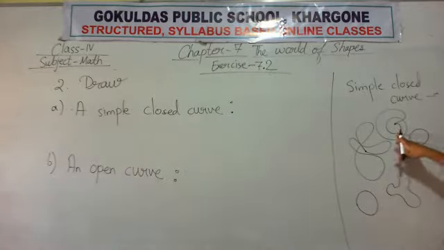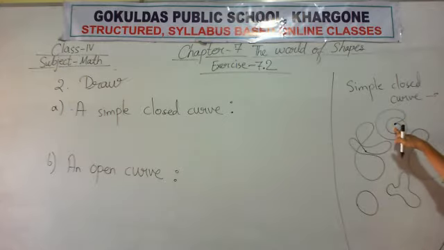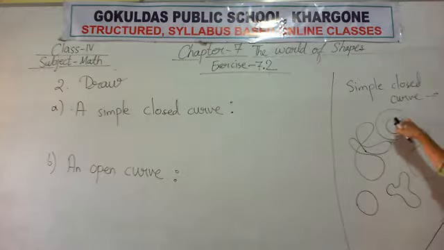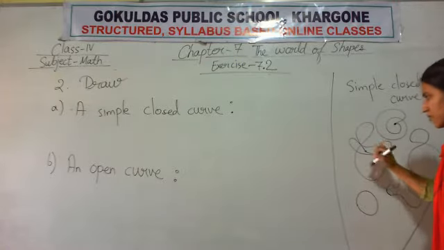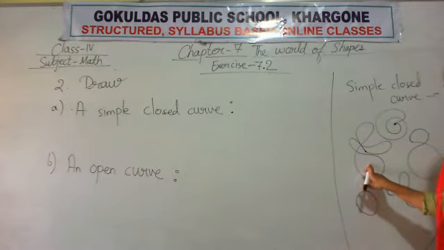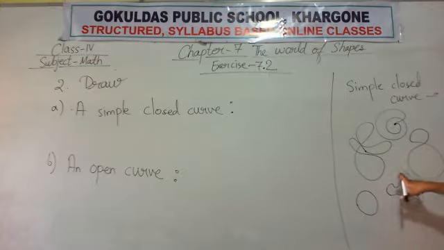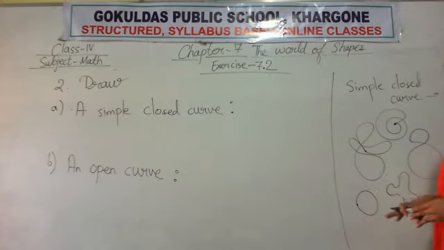See here, I have drawn some 1, 2, 3, 4, 5 closed curves. Now this curve is crossing itself, means this line is overlapping itself. This curve is crossing itself means it is not a simple closed curve. This curve is also crossing itself, so it is not a simple closed curve. In this figure no line is overlapping, means it is a simple closed curve. Why? Because no line is crossing itself.